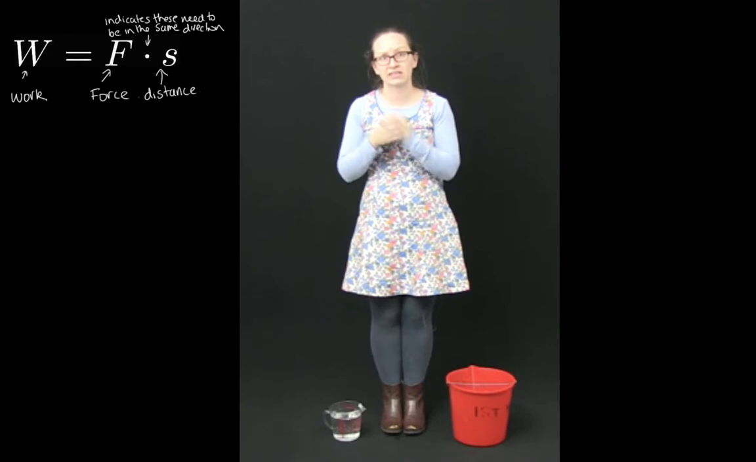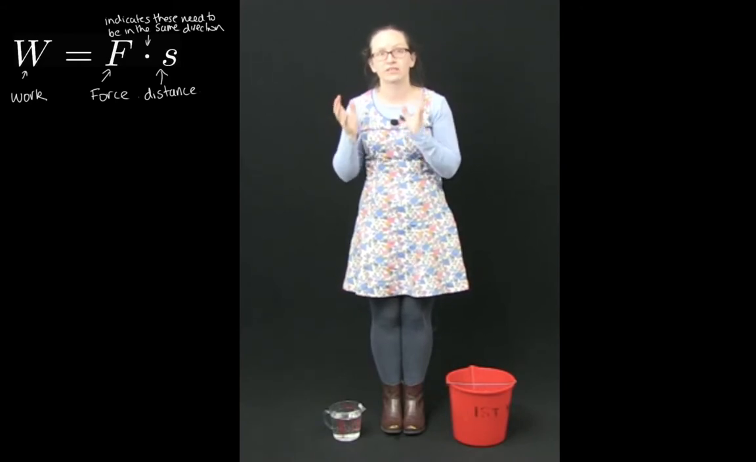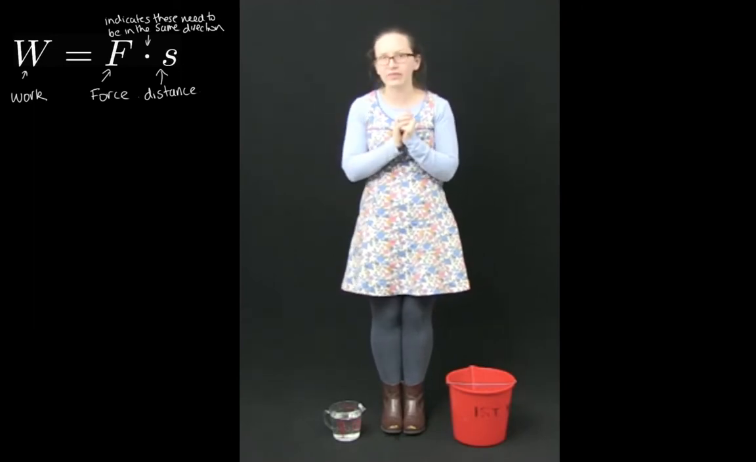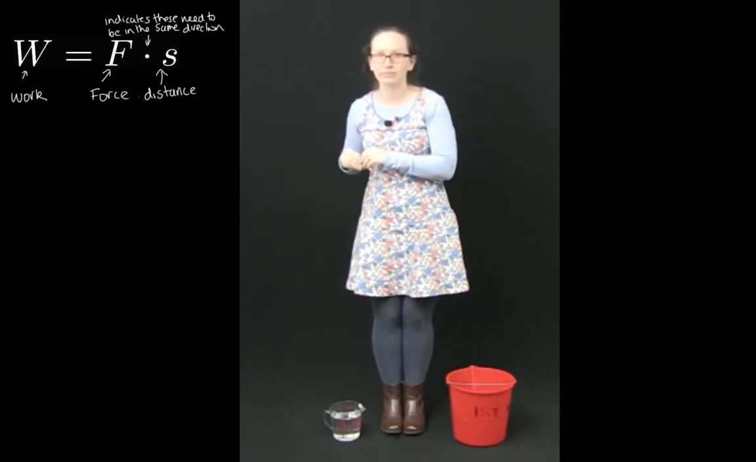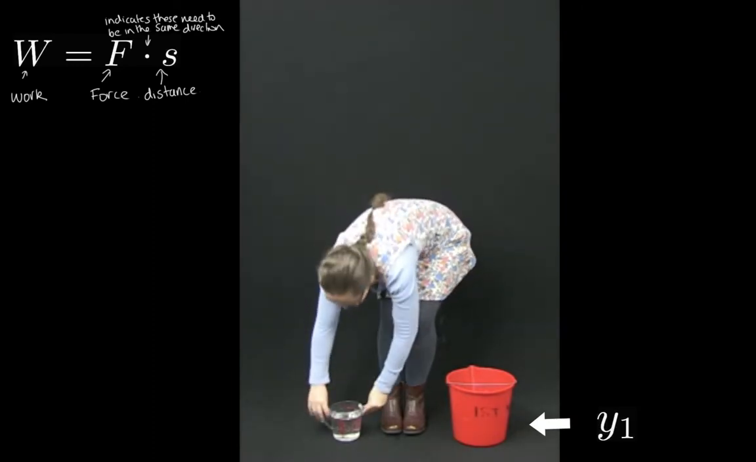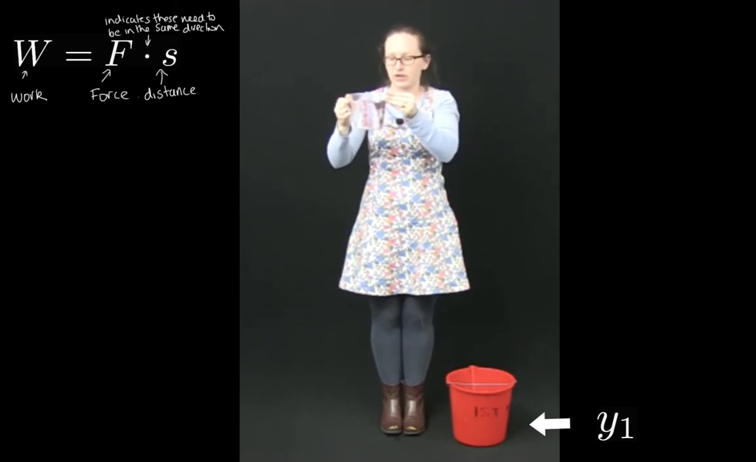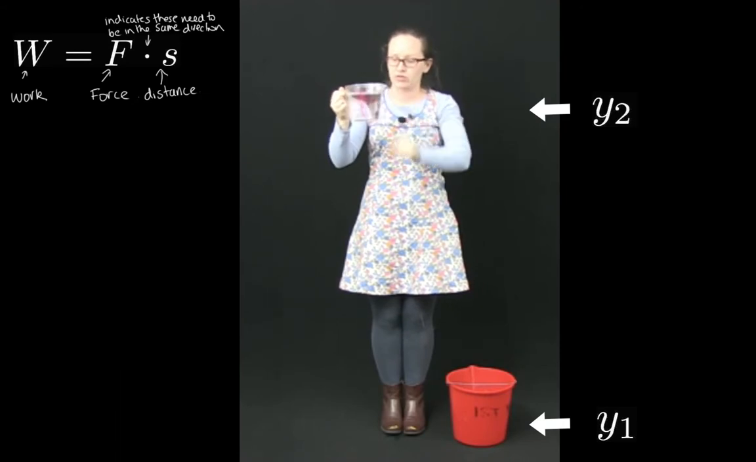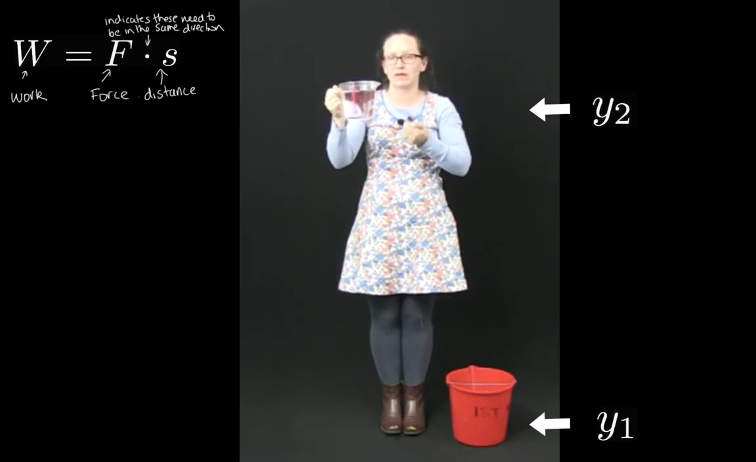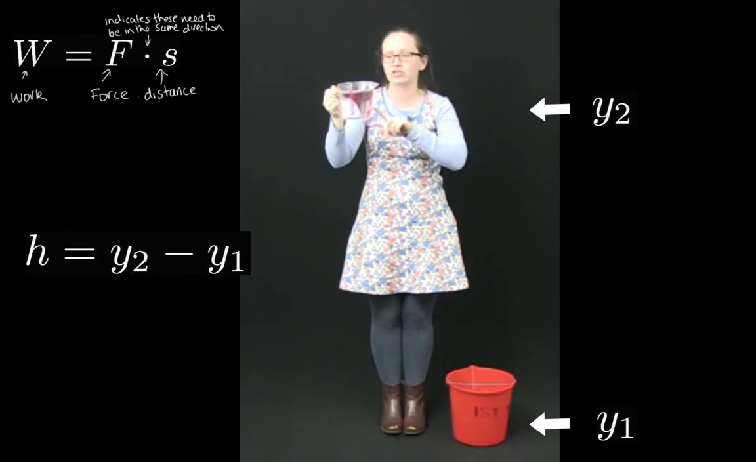Hopefully you realise that it's the weight force caused by the gravitational force which I need to overcome to lift the jug up. So let's call this initial height y1. Now what I'm going to do is lift the jug up. I'm doing work on the jug to overcome the gravitational force, and it's now at a height y2. So the change in the height between the floor and here is given by y2 minus y1, and so we could call that h. h is equal to y2 minus y1.